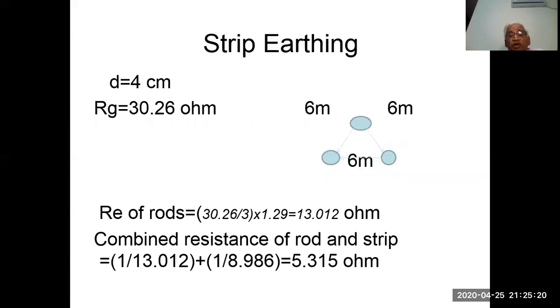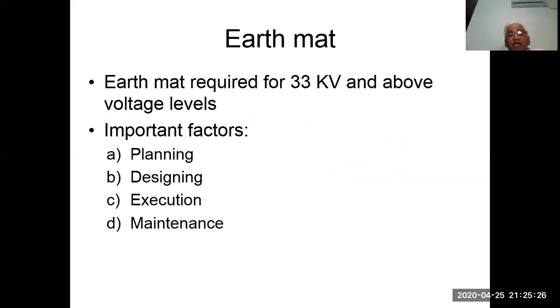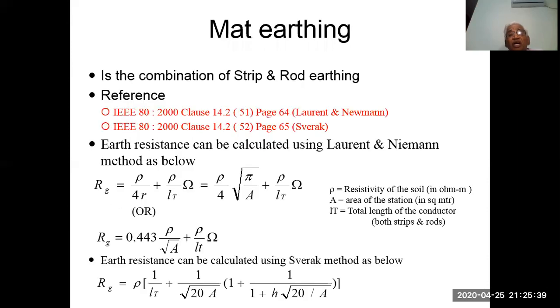Now strip and rod combination can also be tried, because when you go for an earth mat, the combination will come. Earth mat is required for 33 kV and above voltage levels, and important factors like planning, design, execution, and maintenance have to be considered. Now a mat earth is a combination of a strip and a rod. The strip is kept horizontally, and a rod is buried vertically. You have a formula for this also from IEEE 2000, and the same from IEEE of different pages, by different scientists.